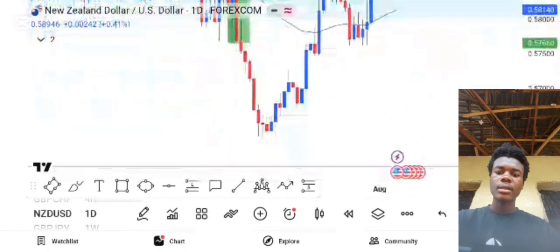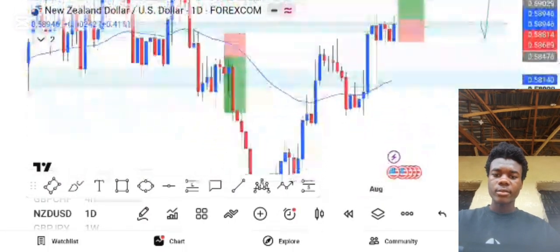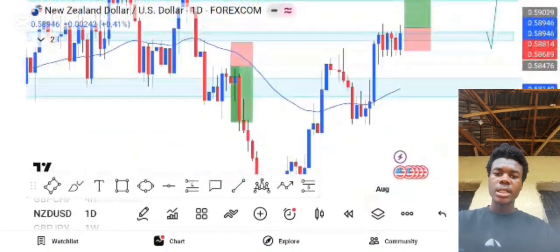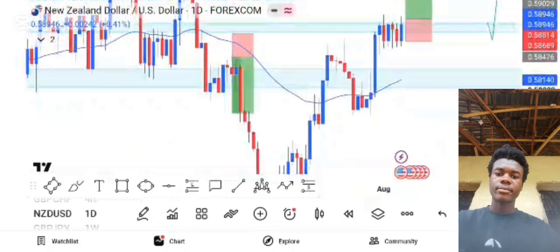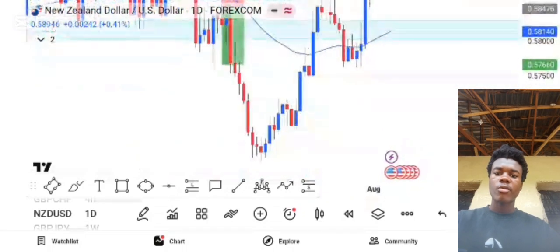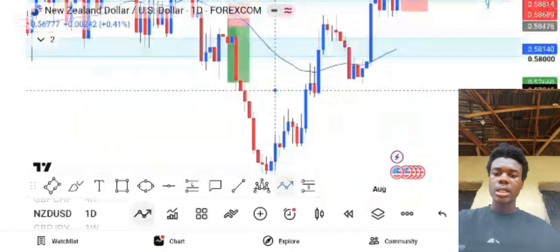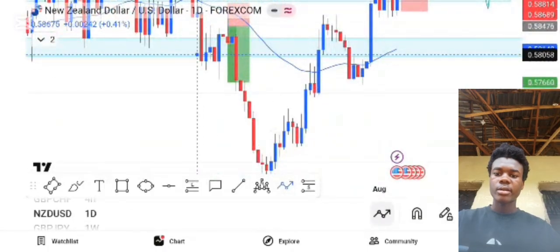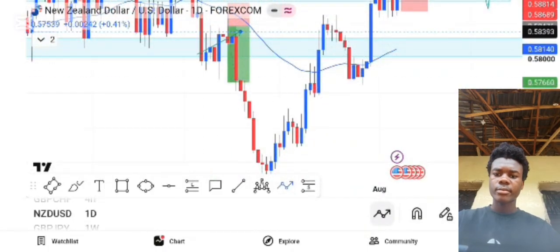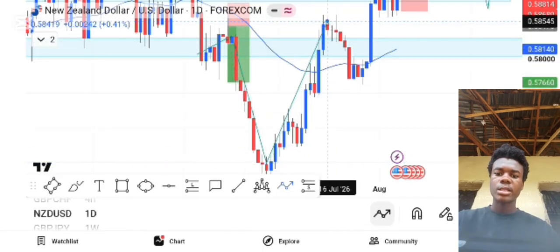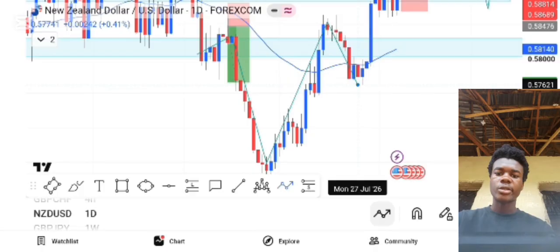Then the daily time frame. As for the daily time frame, we are currently bullish, as you can see, and we have an inverted head and shoulder. As you can see right here, we have a left head, right shoulder.